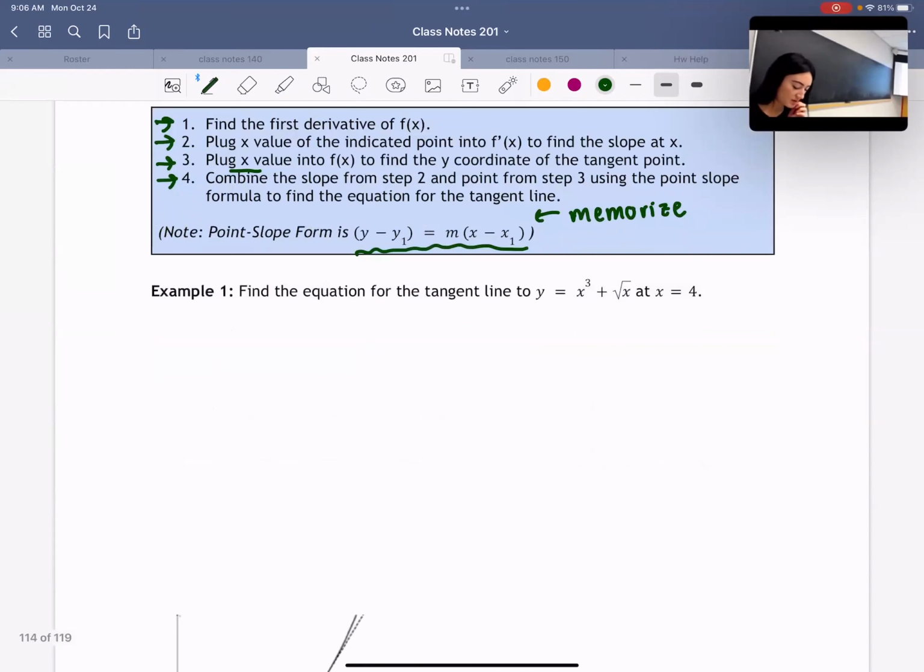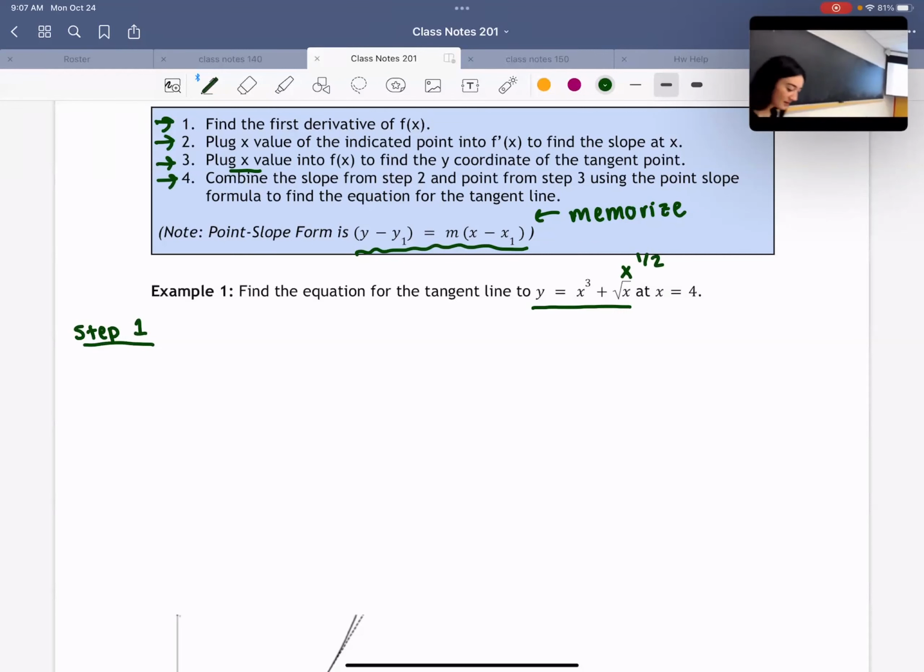So we want to find the equation of the line tangent to x cubed plus the square root of x at x equals 4. Let's go through the steps and see how this actually comes out. Step 1 is to find the derivative. And it's honestly kind of hard to find the derivative of a square root. What's another way to write the square root of x? X to the 1/2, good.